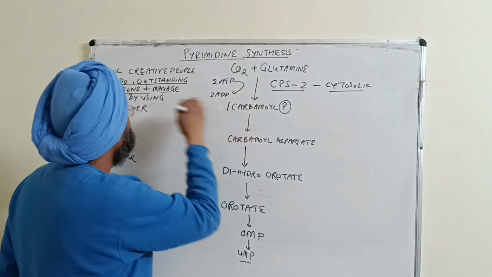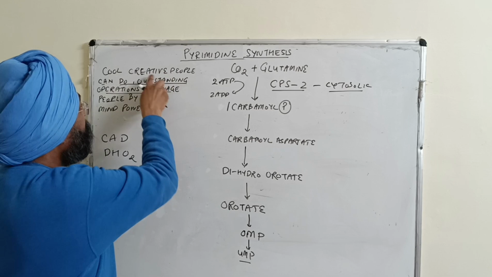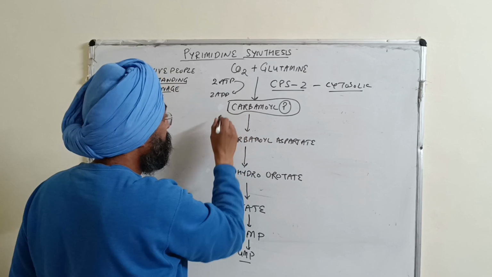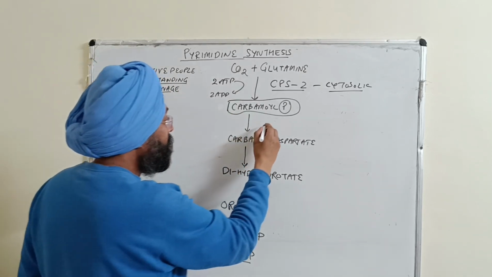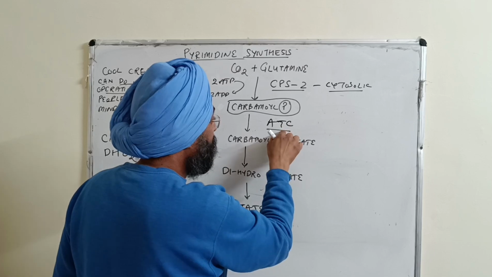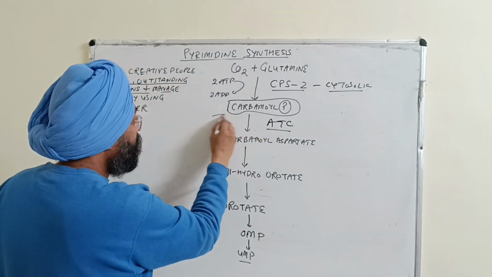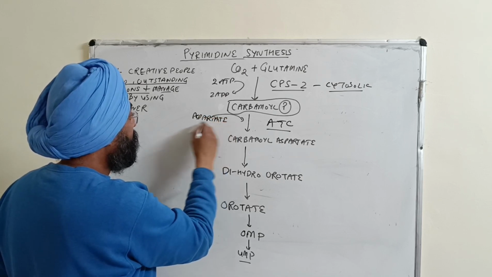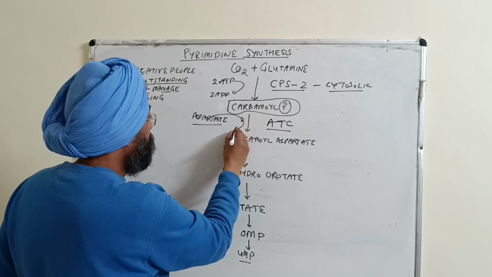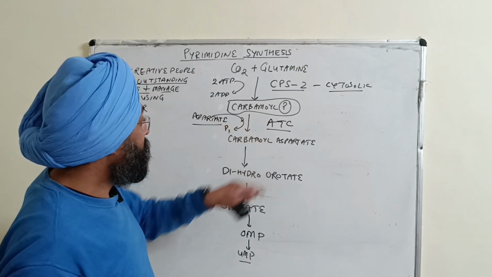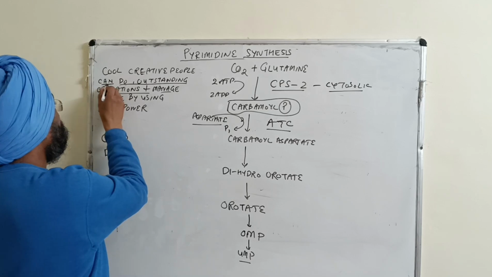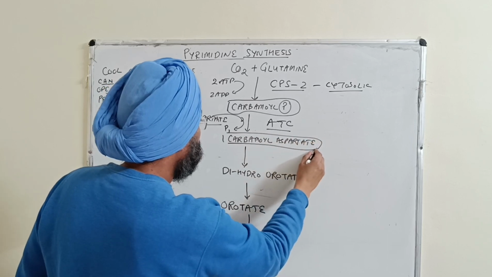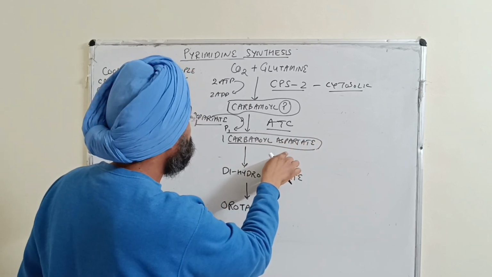Then the second step, cool creative people. For creative people, the second mnemonic is carbamyl phosphate, right? And the second enzyme is ATC, aspartate transcarbamylase, right? And we'll add aspartate here, right? And we'll get phosphate, right? And in the third step, creative people and can, Ca and can, Ca for carbamyl aspartate, right? And our third product is formed, that is our carbamyl aspartate.